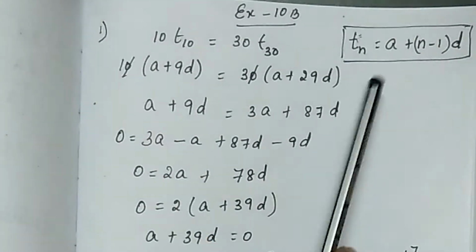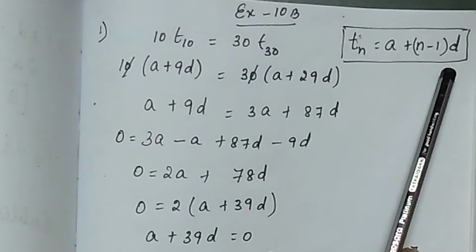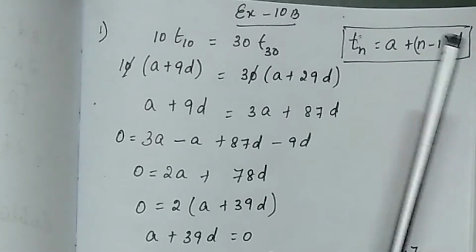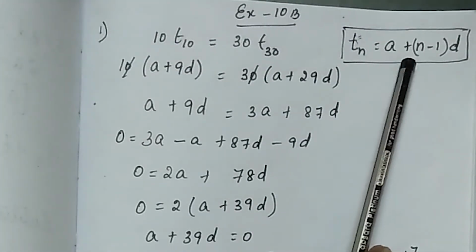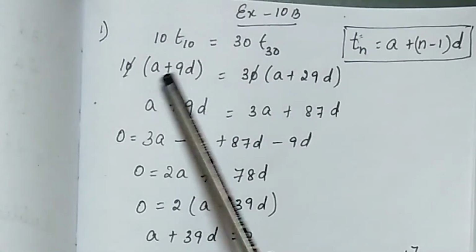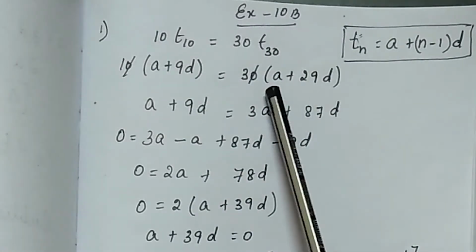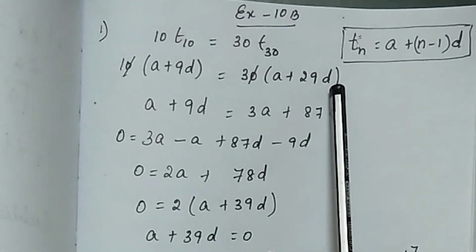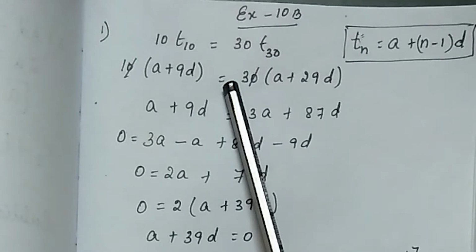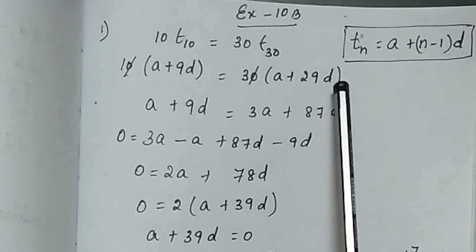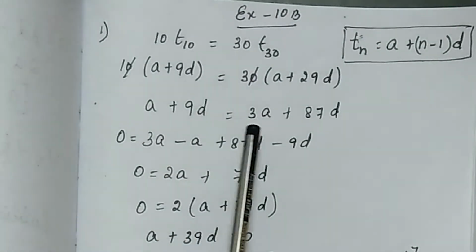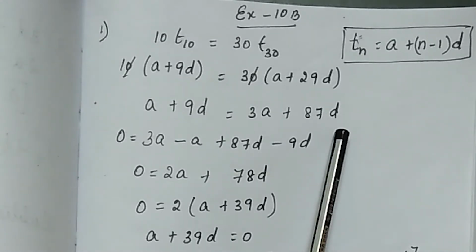Now see, the nth term formula is a plus n minus 1 into d. What will be the 10th term? a plus 10 minus 1, that is 9, so a plus 9d. And the 30th term, a plus 29d. Now multiply: 10 into a plus 9d is equal to 30 into a plus 29d. So a plus 9d is equal to 3a plus 87d.